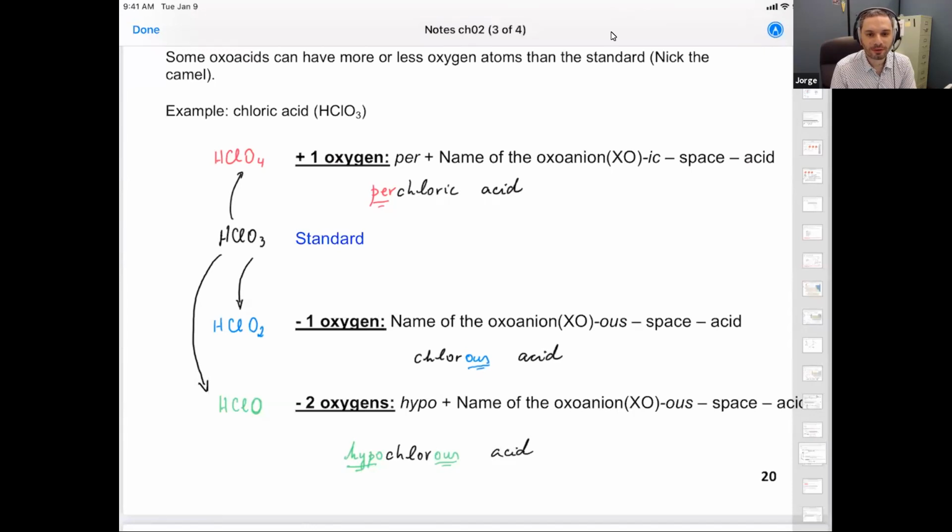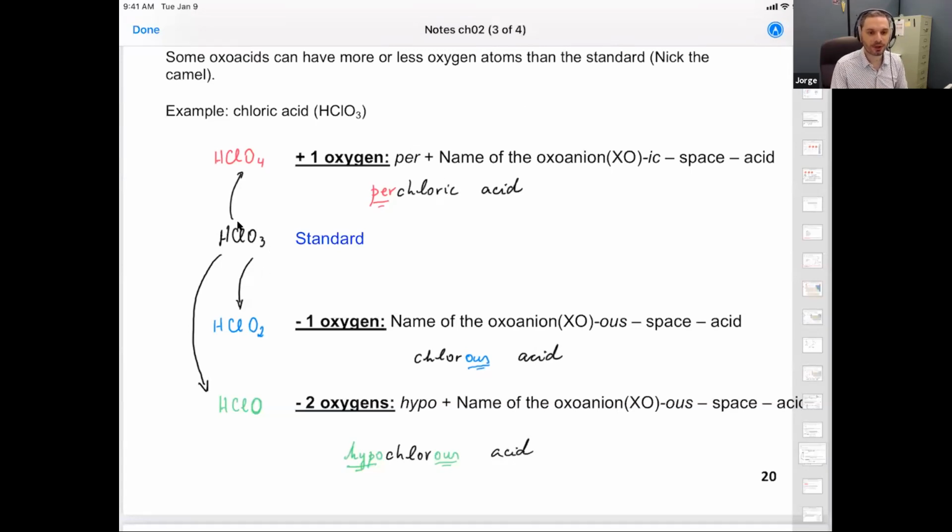Okay, so we have a question here. How can we determine the charge of the oxoanion variations? That's a good question. And Emmanuel, the answer for this question is that the charge of the oxoanion is not going to change.